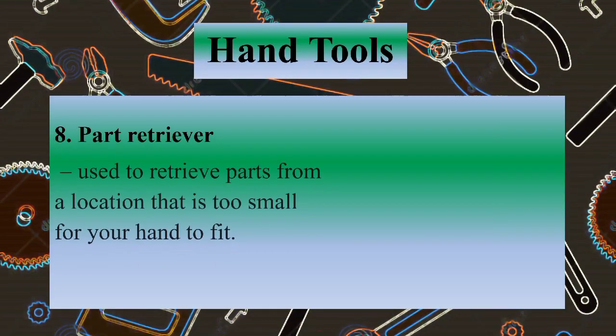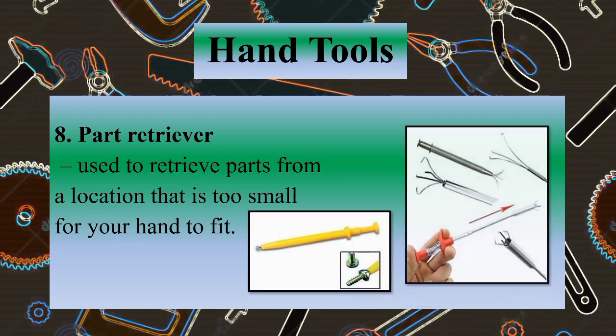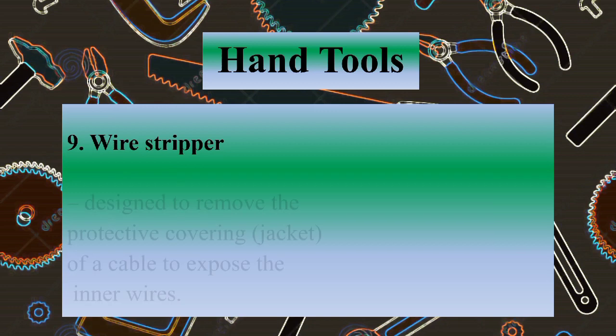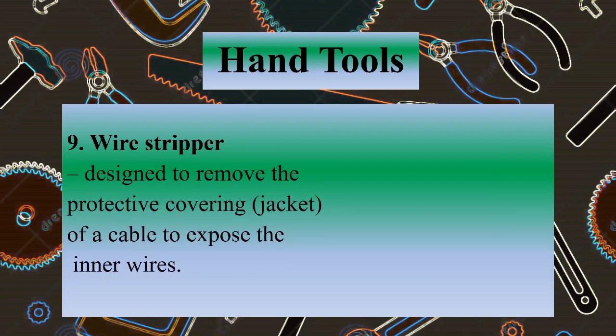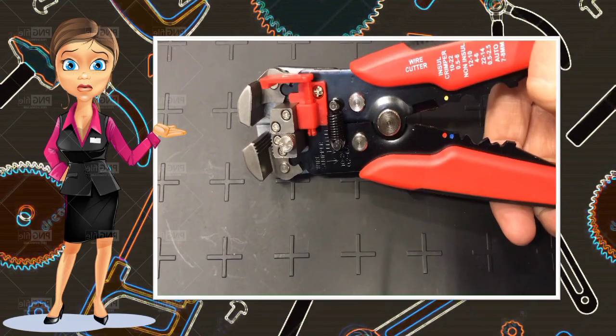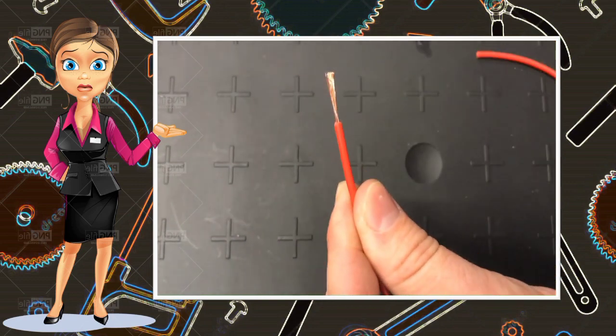Next is the part retriever, used to retrieve parts from a location that is too small for your hand to fit. So you have to push the button so that it will open. Next is the wire stripper. It is designed to remove the protective covering of a cable to expose the inner wires. So this is how to use the wire stripper.